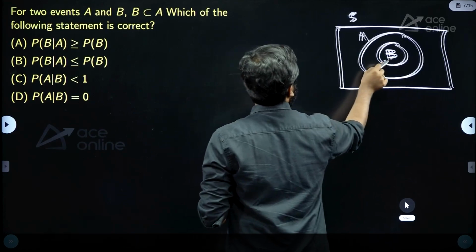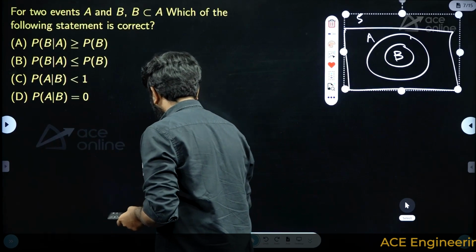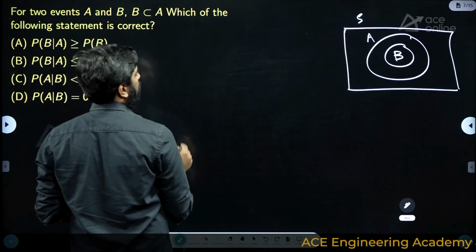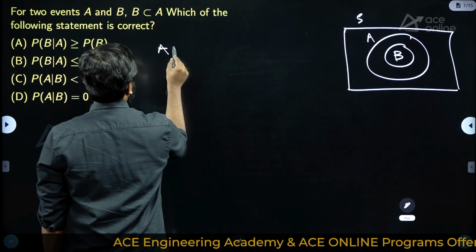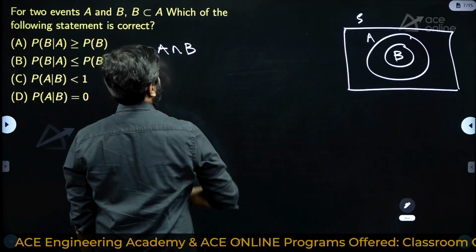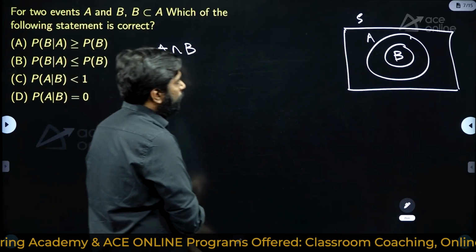We have to verify the various options. So let me verify various options. Before that, clearly B is a subset of A. Now tell me, what is A intersection B? What's the common part of A and B?